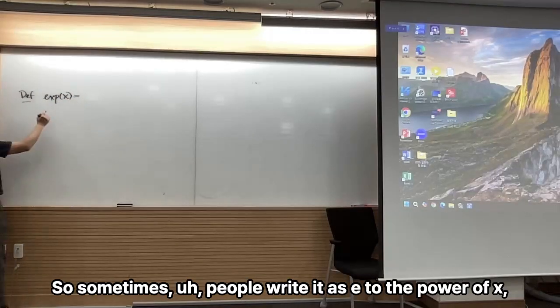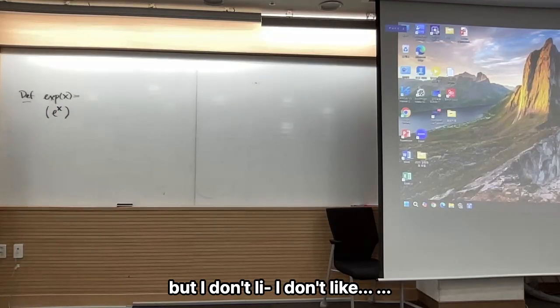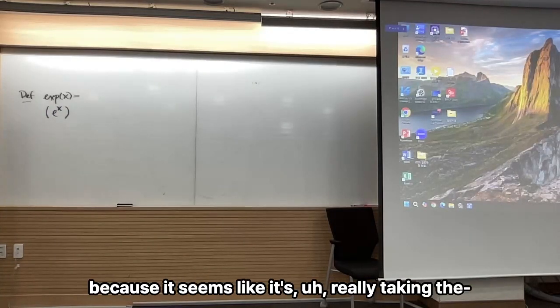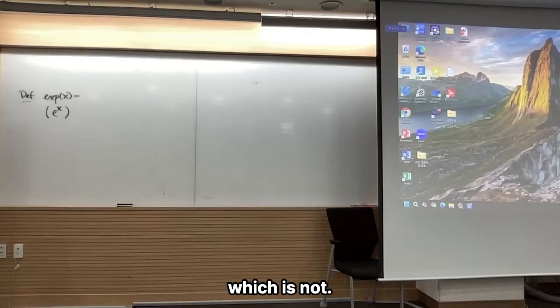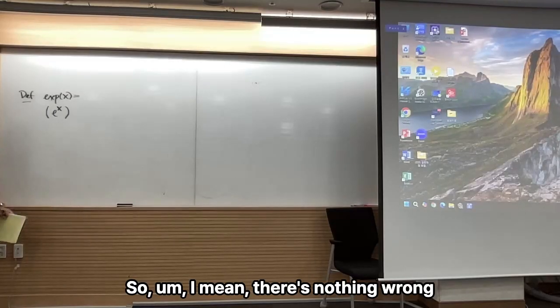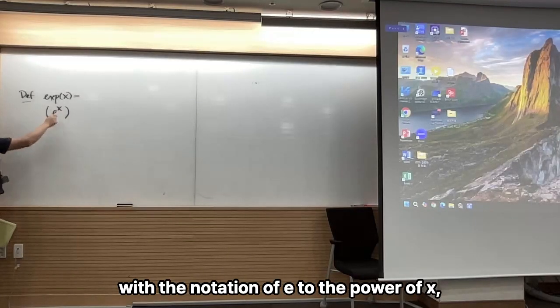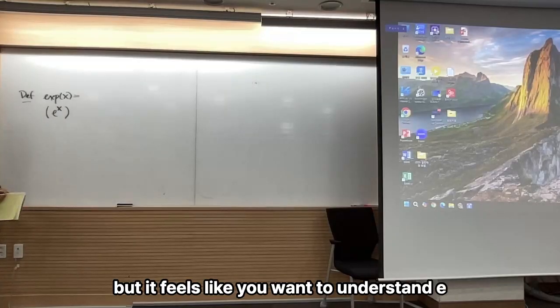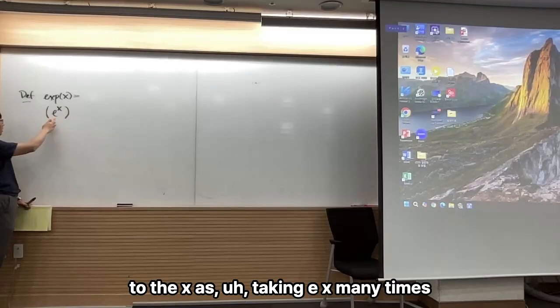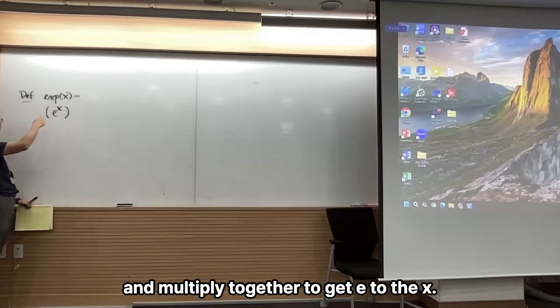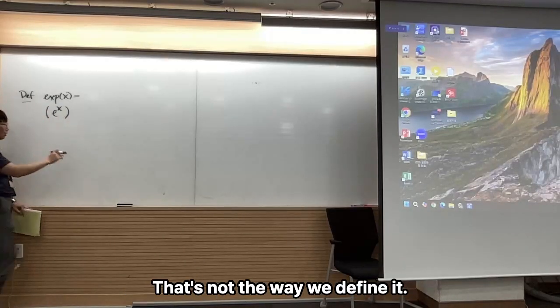Sometimes people write it as e to the power of x, but I don't like writing e to the power of x because it seems like it's really taking the constant e multiplied x times, which it is not. There's nothing wrong with the notation e to the power of x, but it feels like you want to understand e to the x as taking e x many times and multiplying together. That's not the way we define it.